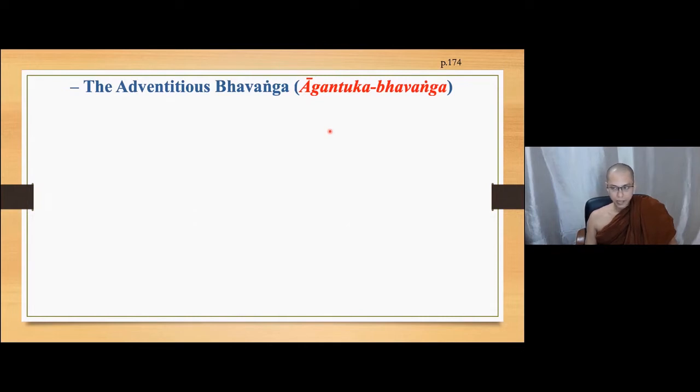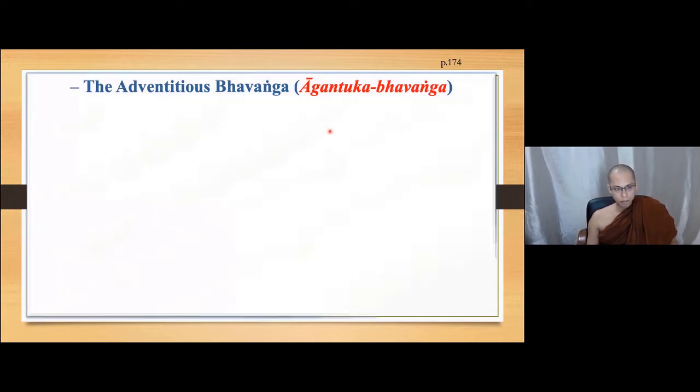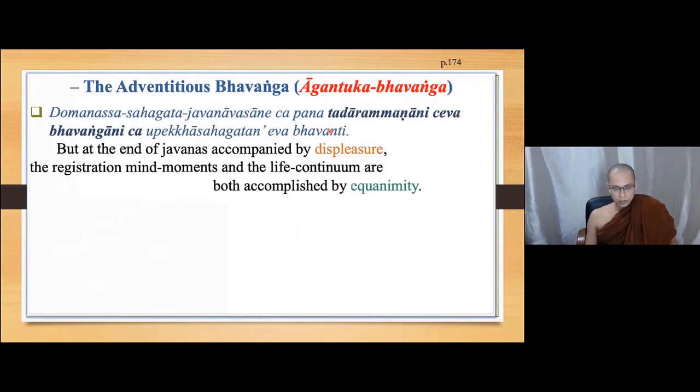Well, let's see the text about the agantuka bhavanga. On page 174, you can see the Abhidhammattha Sangaha text. Domanassa Sahagata Javanavasani. Here, Javana and Avasana become Javanavasana. This is the Pali study. Avasana is the end. So Domanassa Sahagata Javanavasani refers to the end of Javana accompanied by displeasure. This is the meaning.